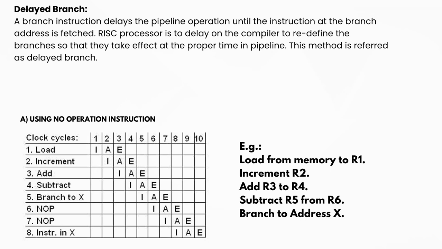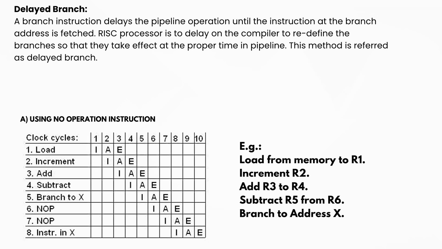Using the no operation instruction, the clock cycles go 1, 2, 3, 4 up to 10. We are doing some more instructions as an example: load from memory to R1, increment R2, add R3 to R4, subtract R5 from R6, branch to address X.